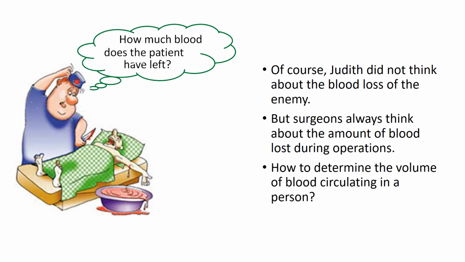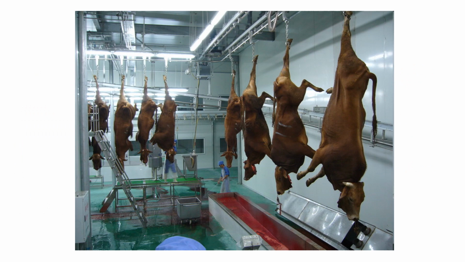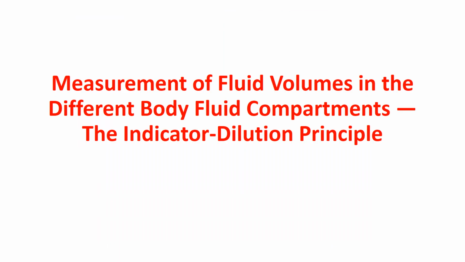But how to determine the volume of blood circulating in a person? You can't do that in humans, but if I drain all the blood out of a cow and measure the volume of that blood, can I say that's the volume of blood that circulated in the animal's body? Of course not. Compensatory reactions will significantly alter the volume of circulating blood. Measurement of fluid volumes in the different body fluid compartments.